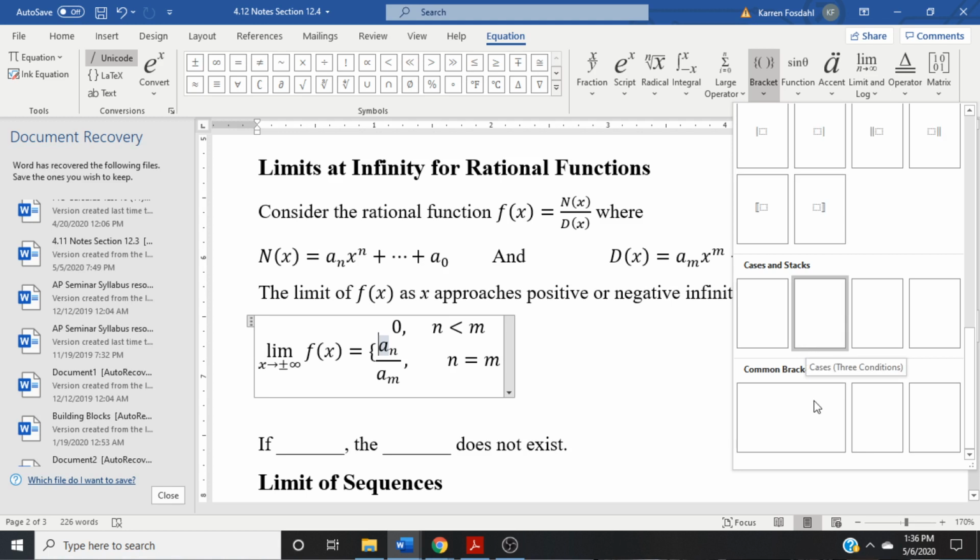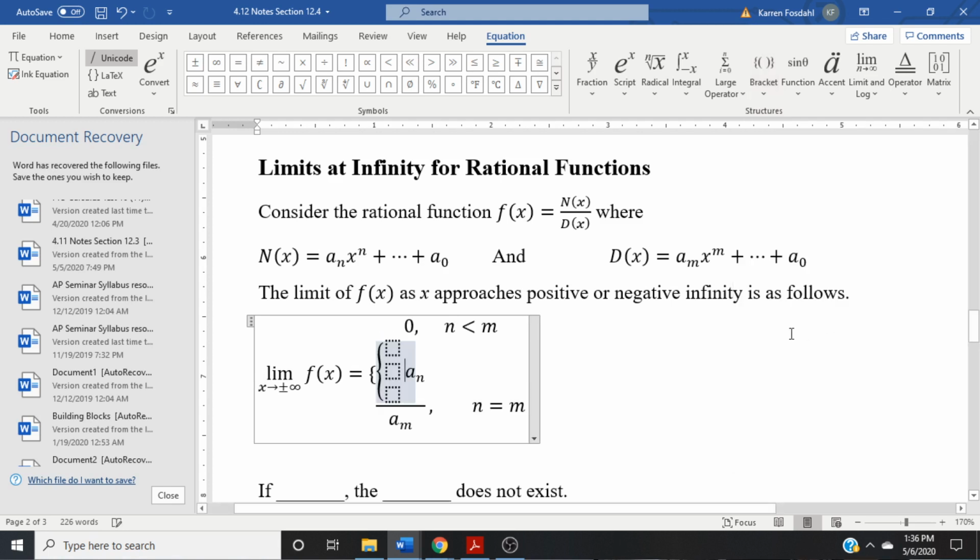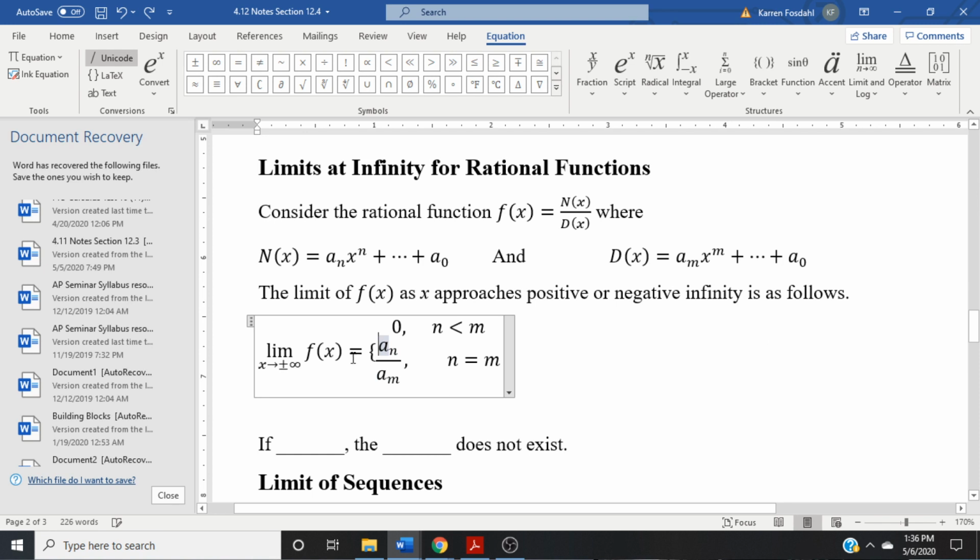Oh, that would have been nice. I don't know. Control Z. Let's just do this.